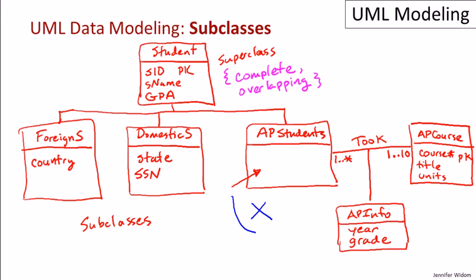To illustrate some of the other cases, let's suppose that we didn't have this whole section here with the AP students. We only had foreign and domestic students. In that case, we would say that the subclass relationship is complete, but in that case, it would not be overlapping. It would be disjoint. Or suppose we didn't have this whole left side here, so all we had was the AP student subclass. In that case, it would probably be an incomplete subclass relationship because not everybody is an AP student, and there wouldn't make any difference between overlapping and disjoint since there would only be one subclass in that case.